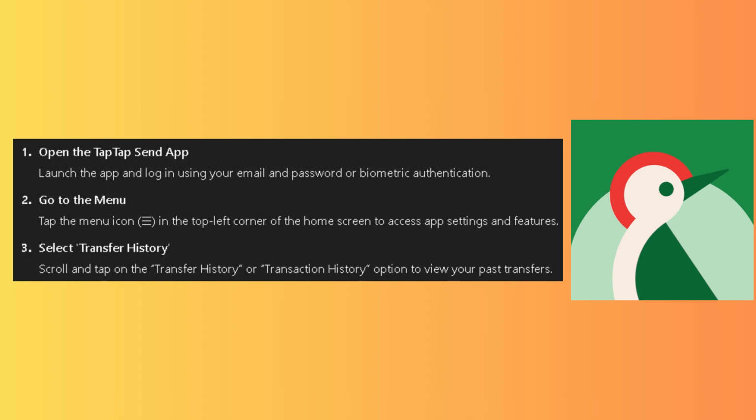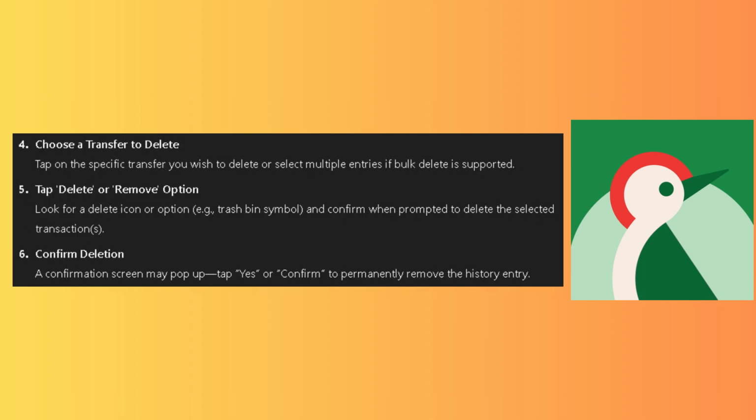Tap on the menu icon in the top left corner of the home screen to access the app's settings and features. Select transfer history. Scroll and tap on the transfer history or transaction history option, depending, to view your past transfers. Choose a transfer to delete.